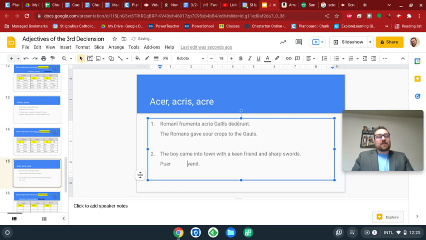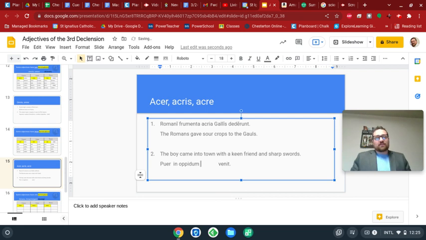Now we need to say he came into town. So oppidum, oppidi is our dictionary form for town. So he came into town, in, we're going to need the accusative. What is the accusative of oppidum, oppidi? Oh, it's again, in oppidum. So in oppidum means into the town. Puer in oppidum venit. The boy came into the town.